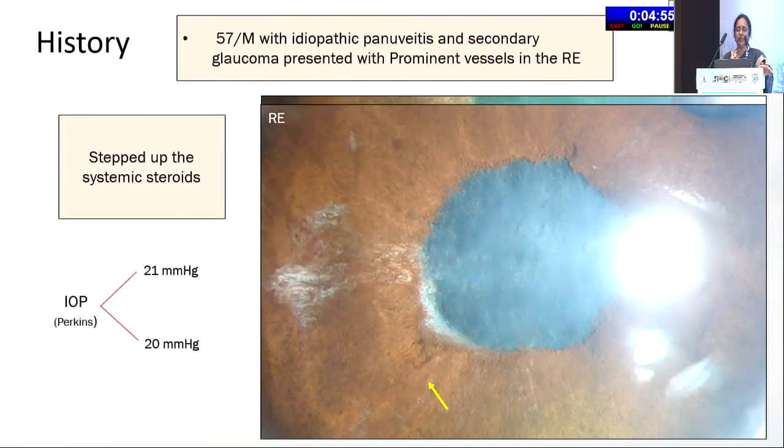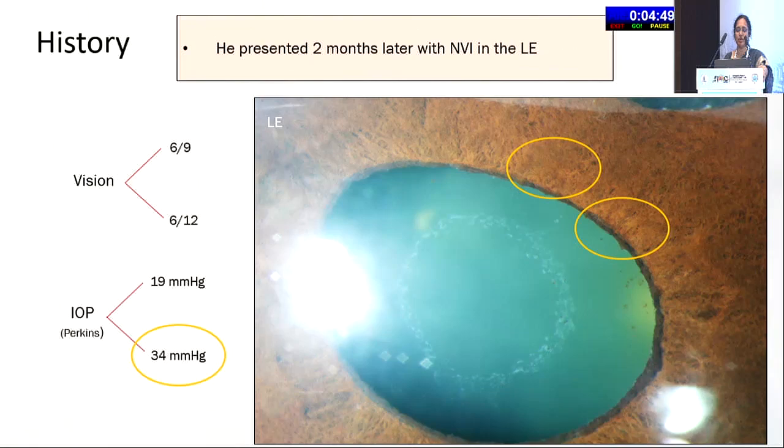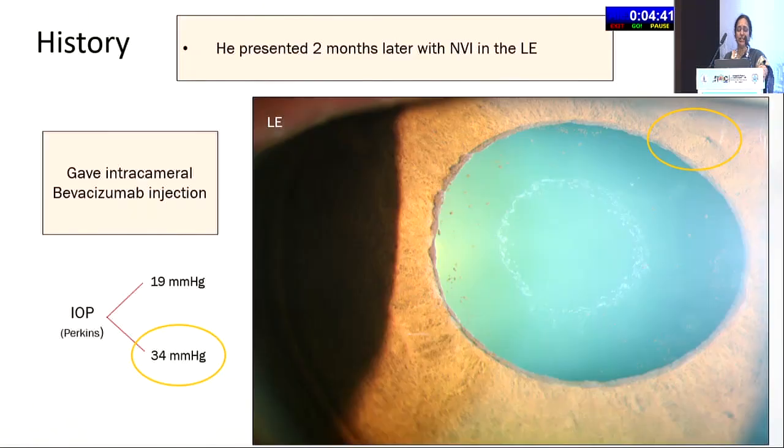We stepped up the topical and systemic steroids, following which we could see the resolution of the inflammatory vessels in the anterior segment of the eye. He presented 2 months later with neovascularization of the iris in the left eye, with increase in intraocular pressure. He was given an intracameral biosimilar injection.